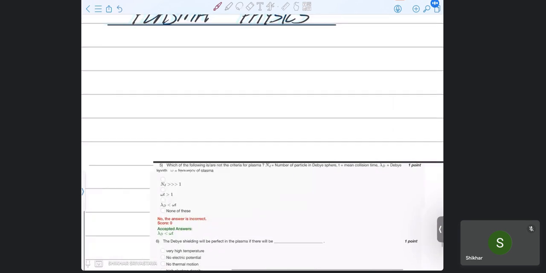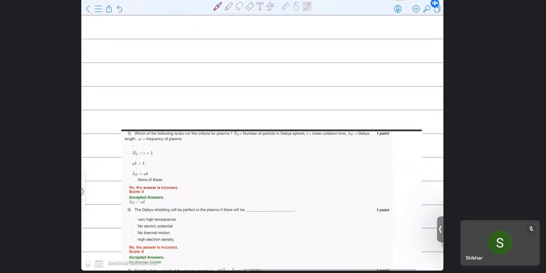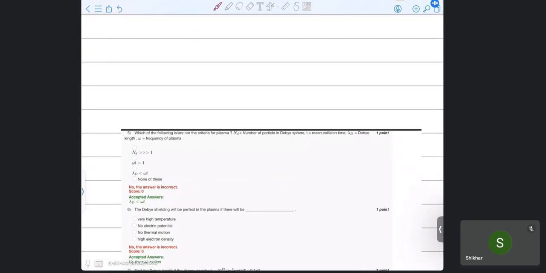Now the fifth question: which of the following are not criteria for plasma inside a Debye sphere, where N_D is the number of particles in the Debye sphere, T is the mean oscillation time, lambda is the Debye length, and omega is the frequency of plasma. Now we know that inside the Debye sphere, the number of particles should be greater than 1, so this is true. Omega T is greater than or equal to 1, where omega is the plasma frequency.